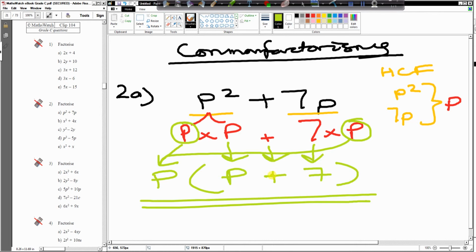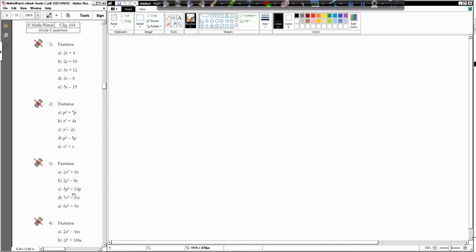Okay, that's done. So in the first question we had numbers that were common, second question we had letters that were common. Let's have a look at a question now that has both of them in common. Okay, new. Let's have a look at question 3. Let's have a look at question 3A. No, let's have a look at question 3E. So question 3E is 6x squared plus 9x.